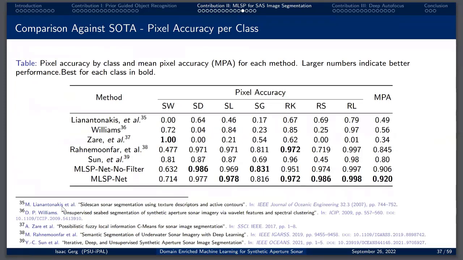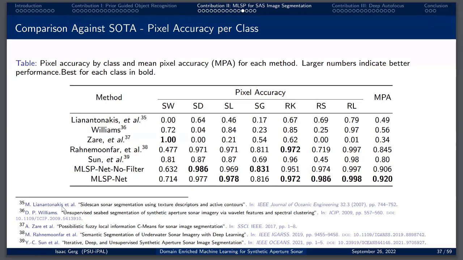If we take a look at results over a bunch of comparison methods, looking at the mean pixel accuracy, and also at the accuracy for each individual class: acoustic shadow, dark and light sand, seagrass, rock, small and large ripple, what we see is that if we take the average of these to get the mean pixel average, the proposed method does the best.